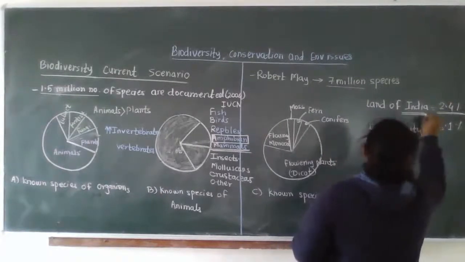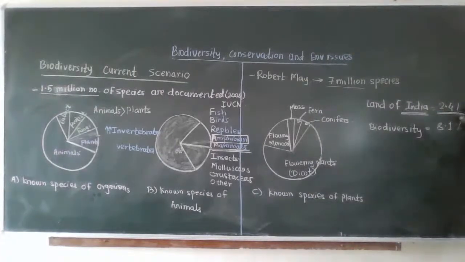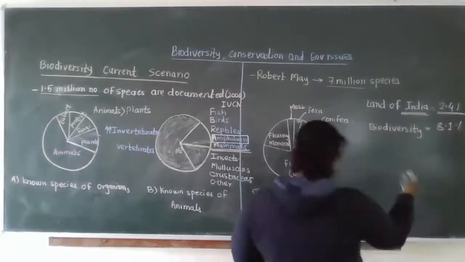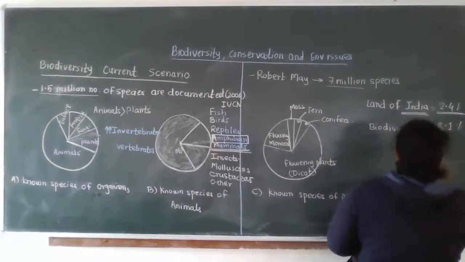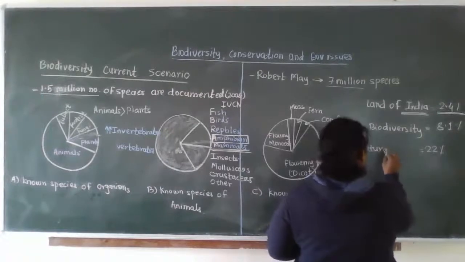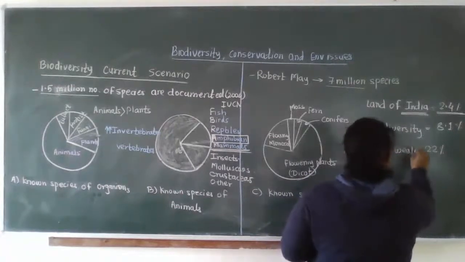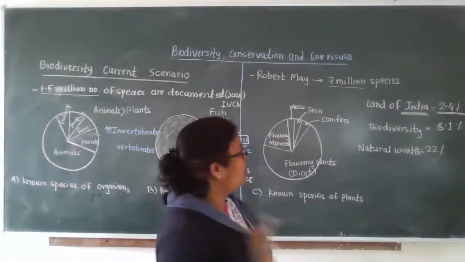What I am talking about is all related with our country, India. Available land compared with all the world is 2.4%, and our contribution in biodiversity is 8.1%. And we are contributing near about 22% of natural wealth. So everyone must keep these figures in mind.